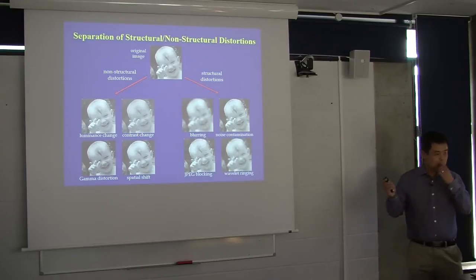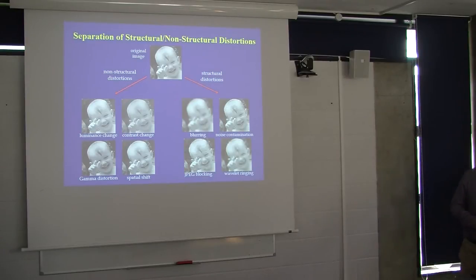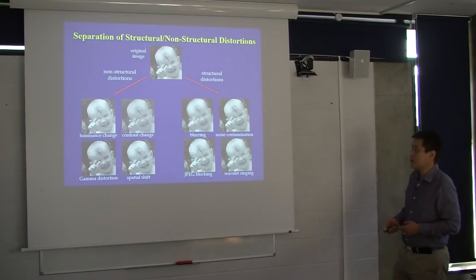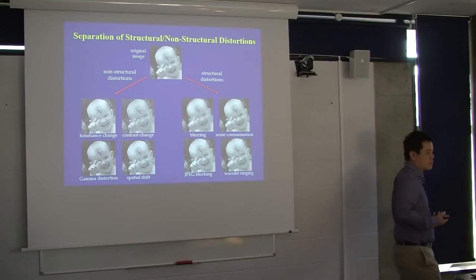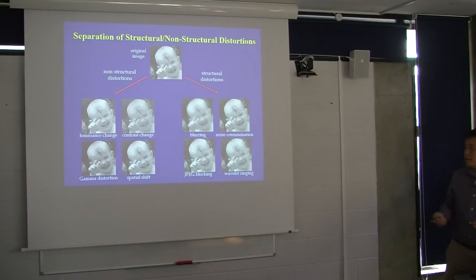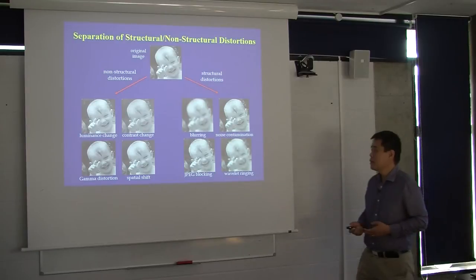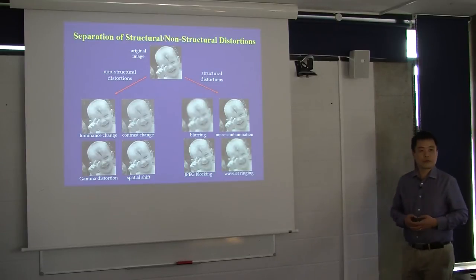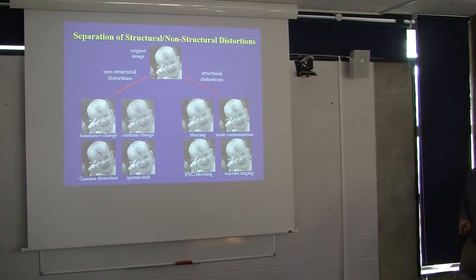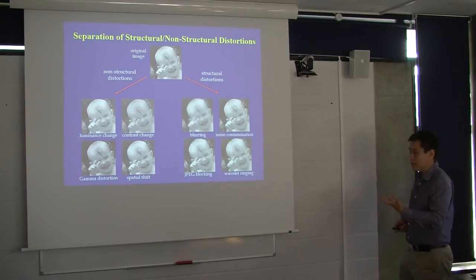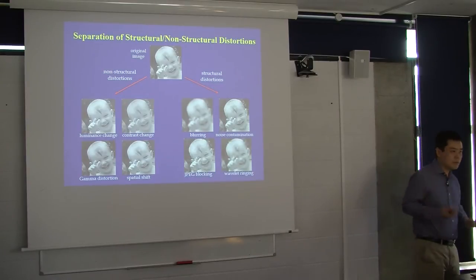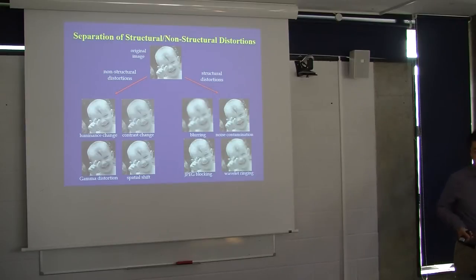Okay, so I'm just going to go a little bit about one of the approaches. This actually gives you an example of what I mean by structural and non-structural distortions. Right, so the top image is the original image. The left images are the non-structural distorted images. If you look at these images, you have luminance change, contrast change, gamma change, or you can shift the image left and right by 1 pixel, half pixel.